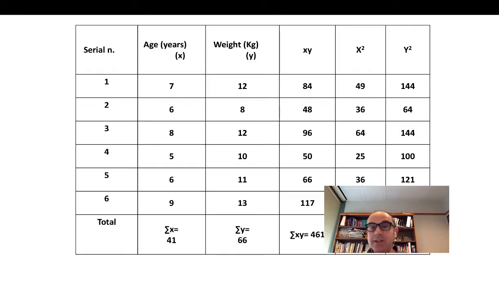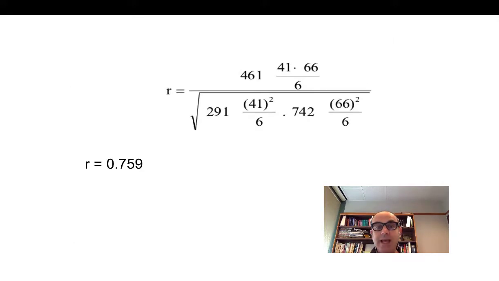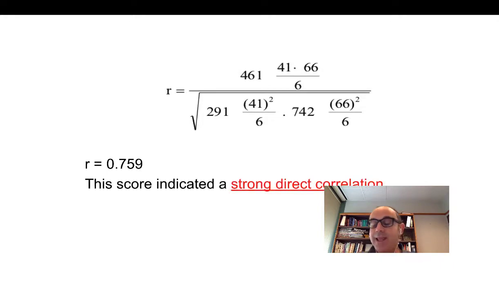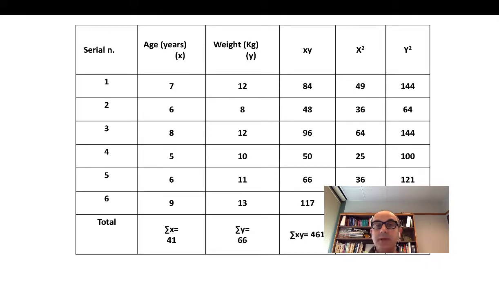So the formula is the following. We summarize the totals of age and weight, and we measure x multiplied by y, x squared, and y squared, in order for us to do that. And so we end up with the small r, the correlation, equal to 0.759. So this indicates a strong direct correlation between age and weight.